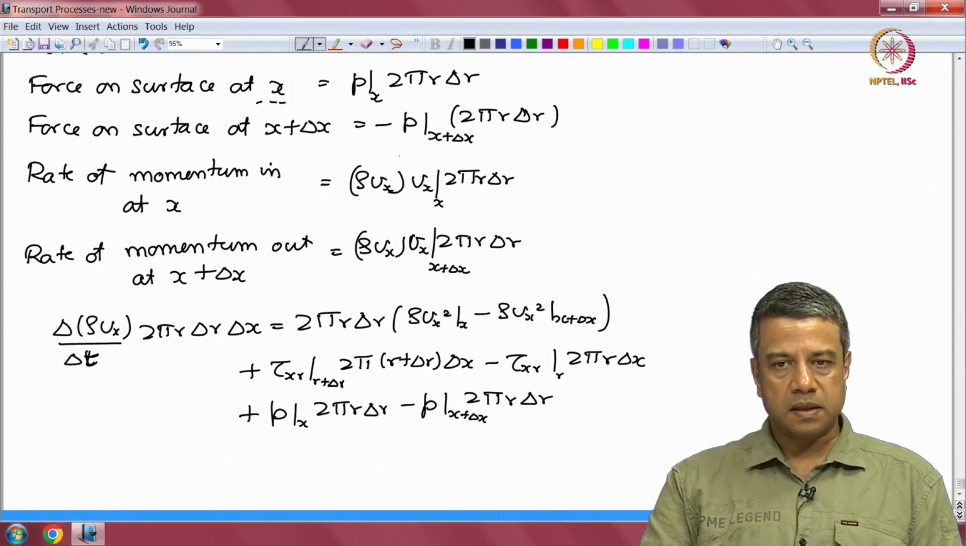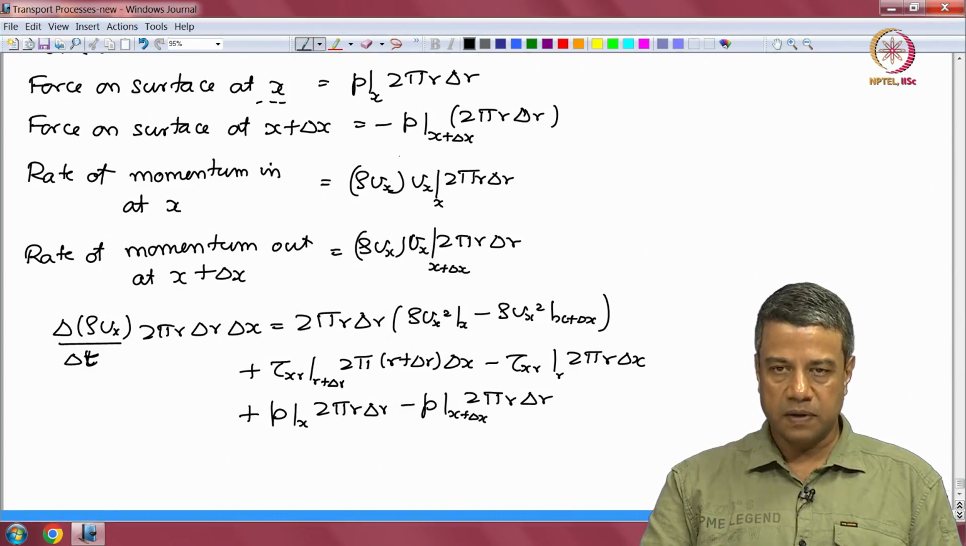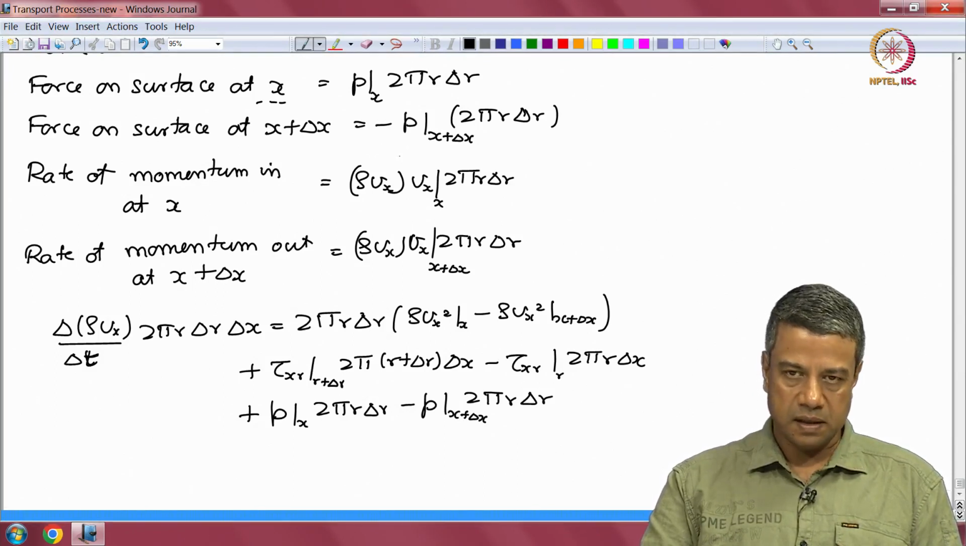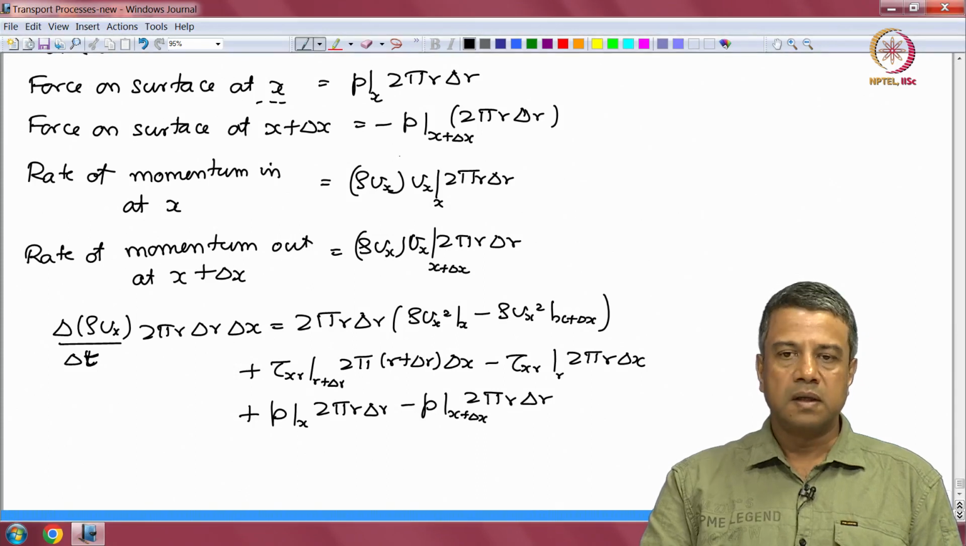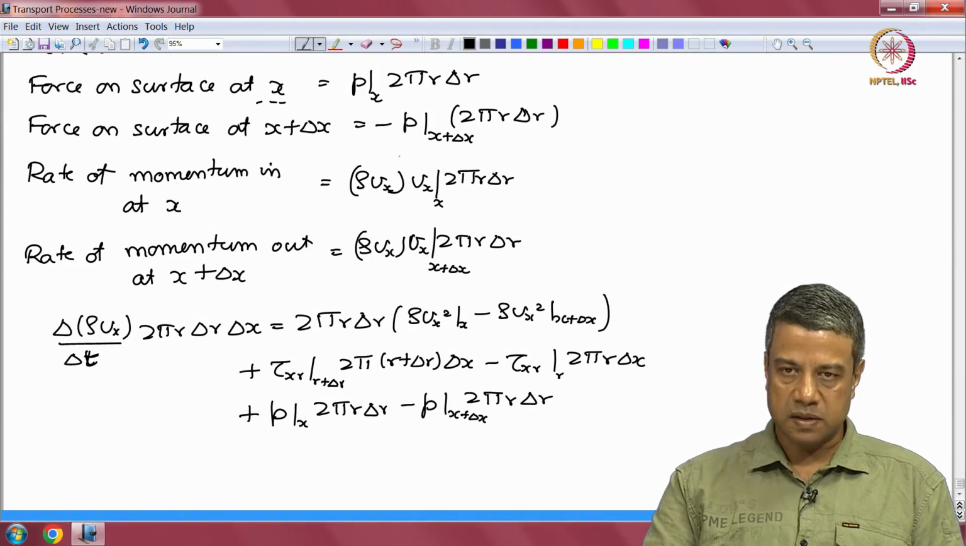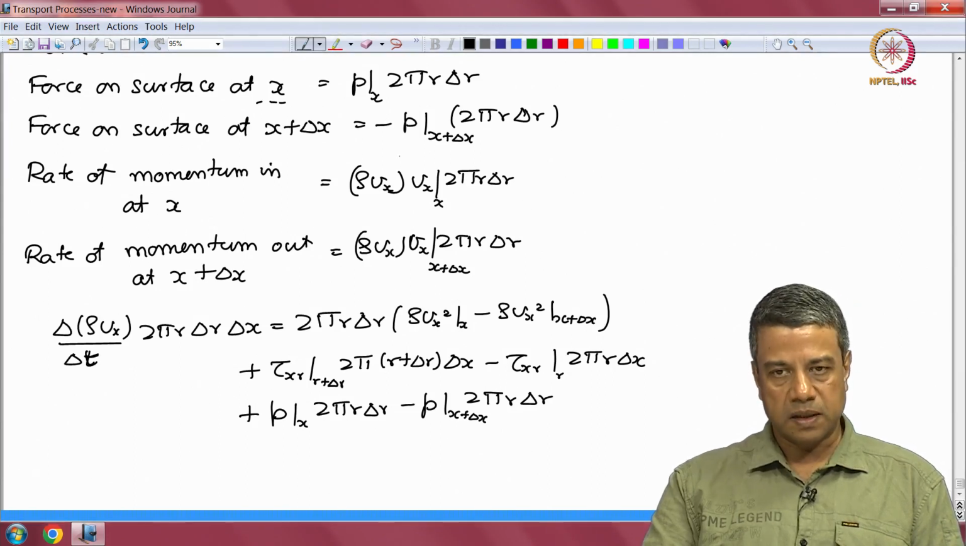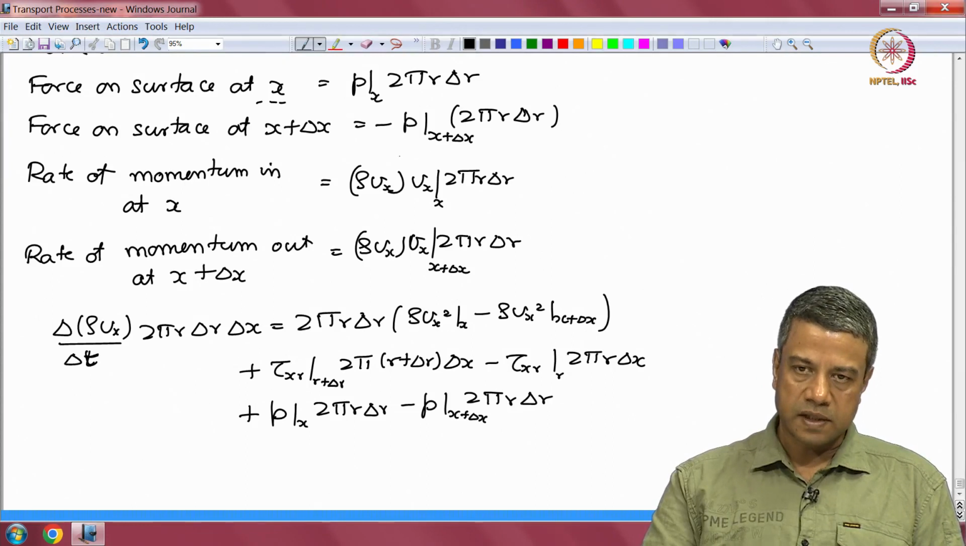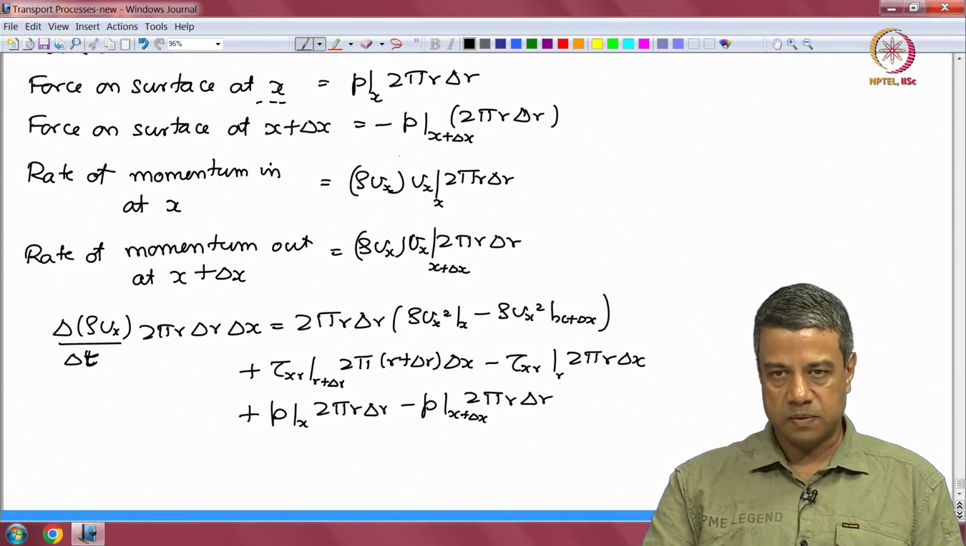Now, we will restrict our attention to what are called fully developed flows, that is the velocity does not vary in the x direction. This is not a steady flow. Steady flow means velocity does not vary with time. A fully developed flow means velocity does not vary with axial position. It could vary with time, but at each instant of time it does not vary with the axial position.